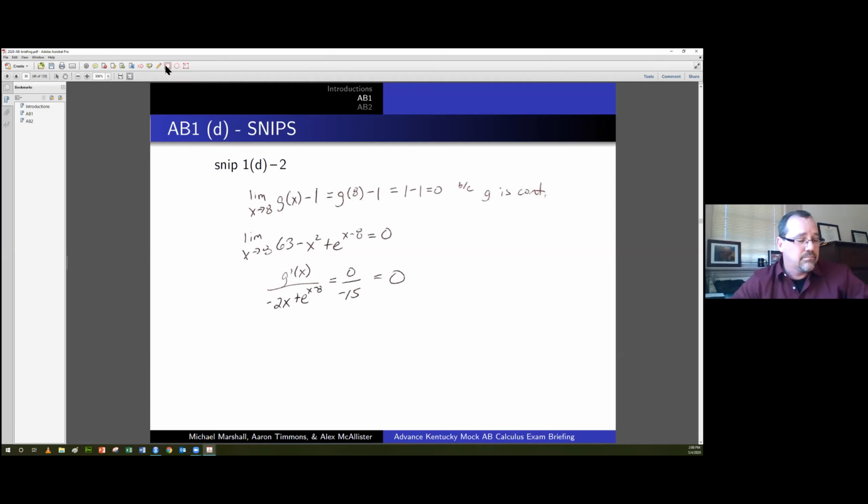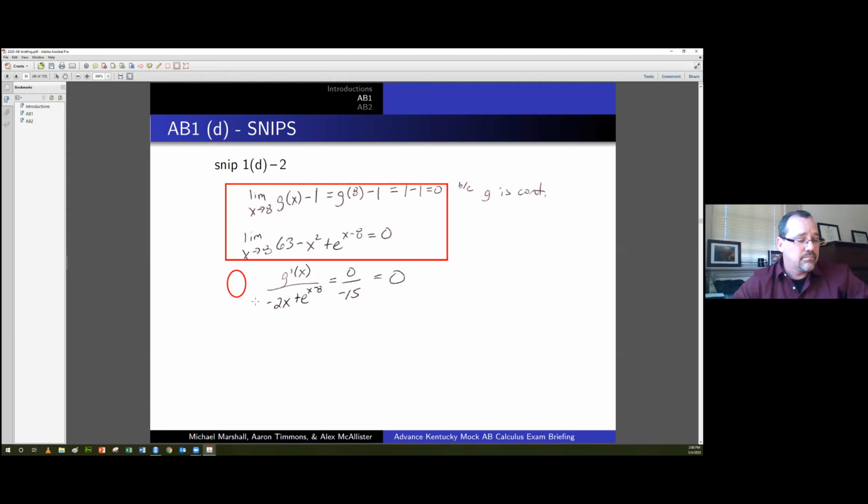All right. Oh, this kid did great. They separated them. They showed that the top limit is 0. The bottom limit is 0. That's awesome. They mentioned that G is continuous. That's why they were allowed to do that. They were already told G is continuous, so that wasn't needed.